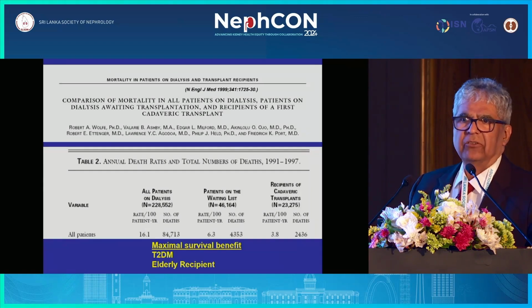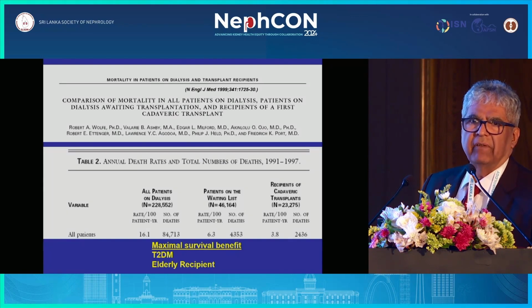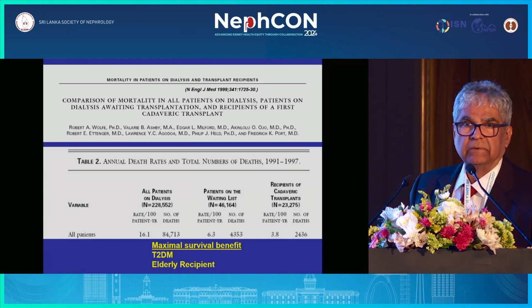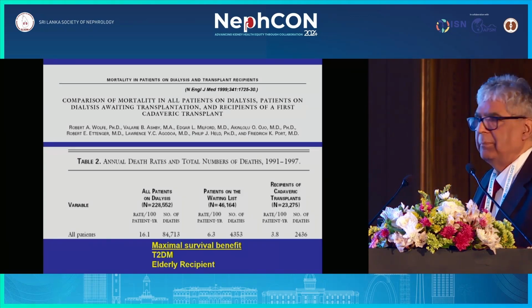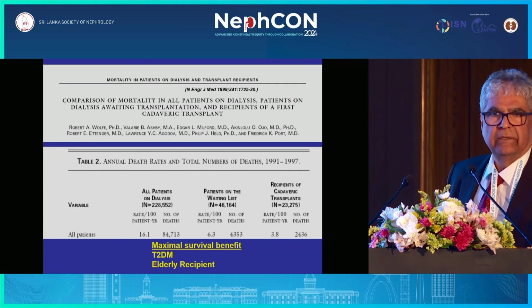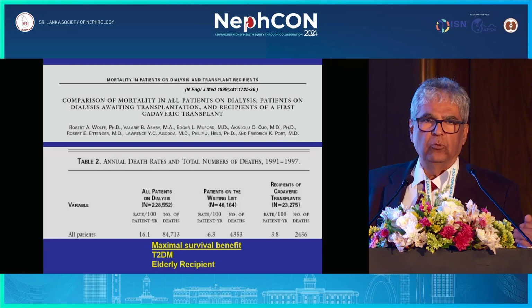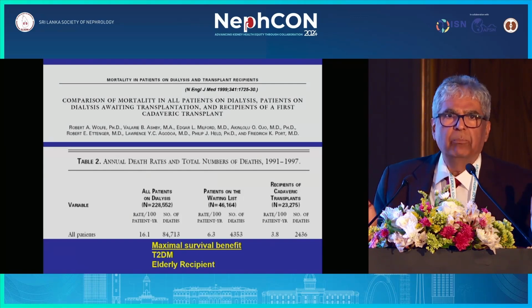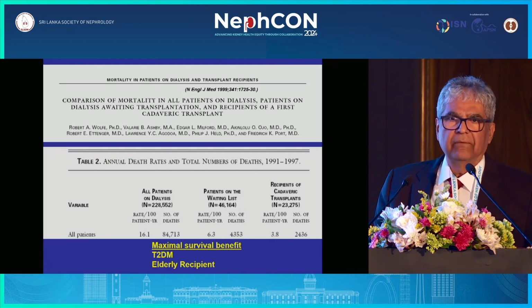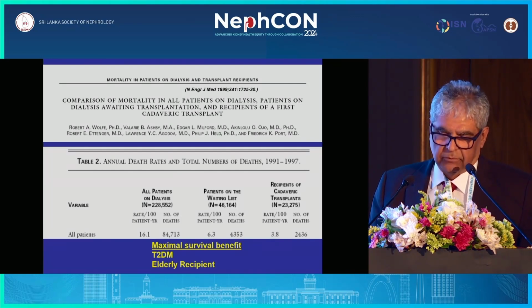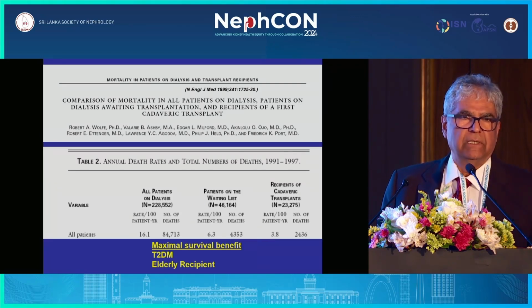So they were lucky to get the transplant, but those who were unlucky, they were waiting. Transplant gave a survival advantage. And guess what? The survival advantage was maximal in the two groups of people which we never considered for transplantation: type 2 diabetics and elderly recipients. So those people who were excluded in many programs had the best survival. Rather than waiting for transplant, they got the transplant. Huge paper, even though it's observational data.